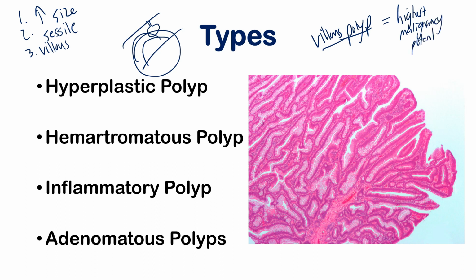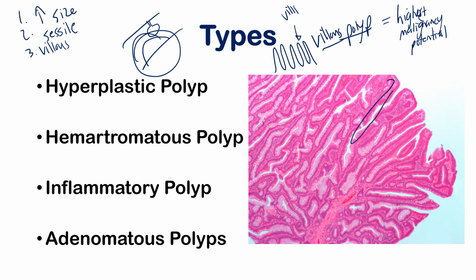Highest malignancy potential. I keep using the word malignancy. Maybe I should say highest neoplastic potential, because malignant is different from benign, but both are neoplastic. So it has the highest potential to become neoplastic or cancerous. Now, remember I described villous to you earlier: if you were to look at the small intestine, you would see this kind of thing on the surface, and these are called villi. These villi are good for absorbing things, and the duodenum is the primary place for absorption of nutrients. So this is a villous polyp.